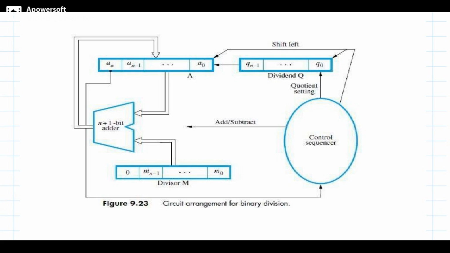So this is a circuit arrangement for binary division. Each time we have to shift left by one binary position and subtract M from A. The control sequencer performs the add or subtract operation, and after that we check the sign of A. If the sign of A is 0, we set Q0 equal to 1. If the sign of A is 1, we set Q0 equal to 0. And we repeat the same steps n times.